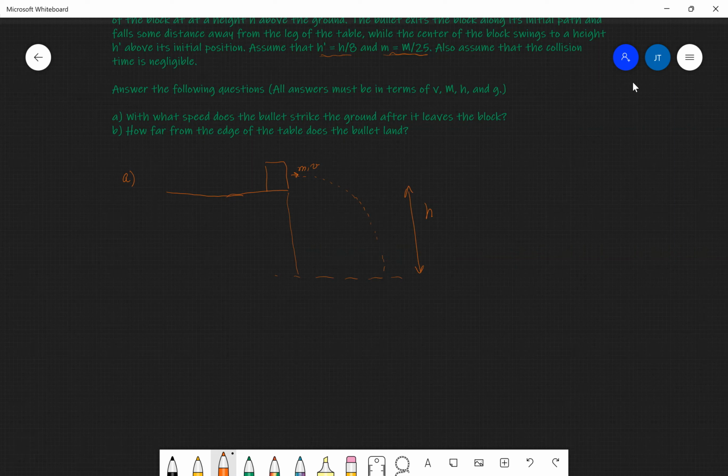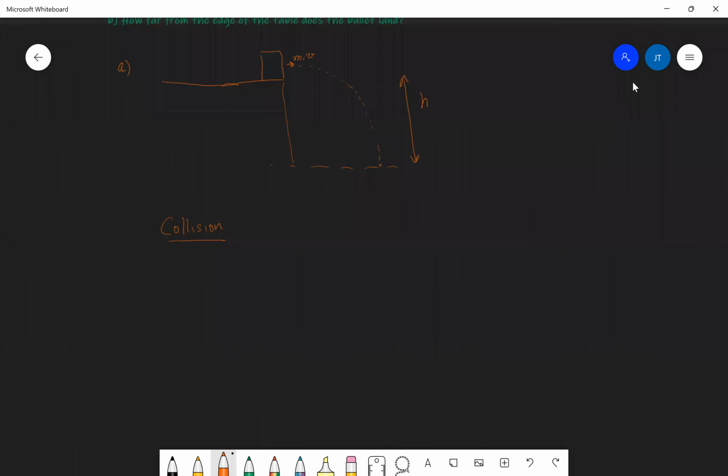So where are we going to get this velocity from? Well, before we get to this point, the bullet had a collision. Again, the key point is collision with the block, and the block swung up to a given height, h prime. So maybe that information can be used to give us the velocity right after the collision, which then we could use kinematics or conservation of energy to compute the speed as it hits over here. Just a magnitude, right? No direction, just a magnitude.